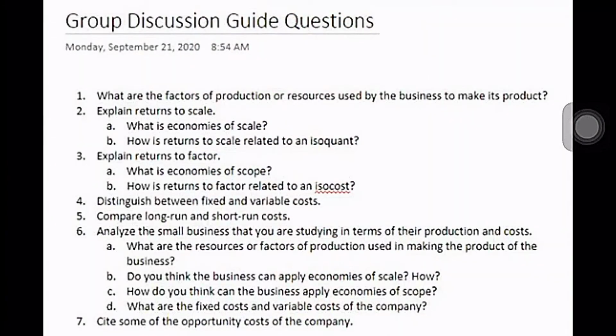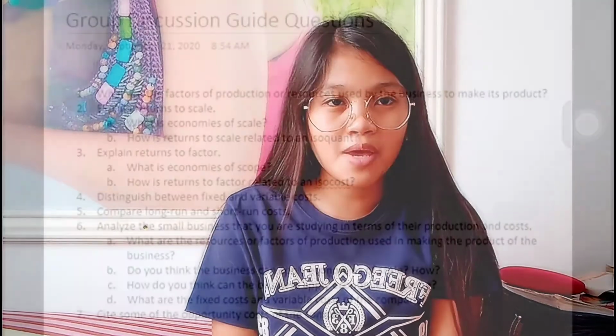Number 4. Distinguish between fixed and variable cost. Variable and fixed costs are two main types of costs that a company incurs when producing goods and services. Variable costs vary based on the amount of output produced, and this includes labor, commissions, and the raw materials used in production, or simply the inputs, whereas fixed costs remain the same regardless of production output and cannot be divided by companies, and this includes lease and rental payments, insurance, and interest payments.